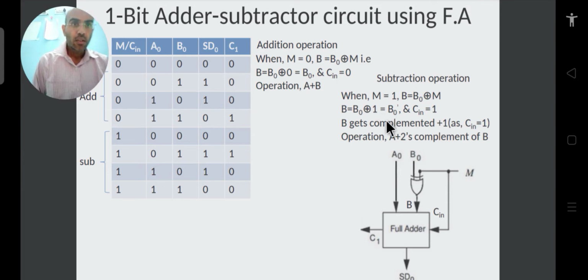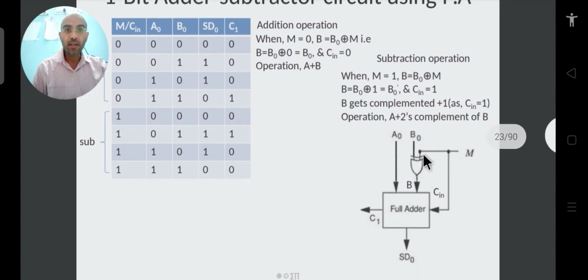So this is B complement, and Cin is also equal to 1 in this case. So B gets complemented, and this plus 1 as Cin is also equal to 1. In this case, the operation performed by this circuit is the operation by the help of the 2's complement method, as Cin is also equal to 1. So the circuit will become something like a subtractor.